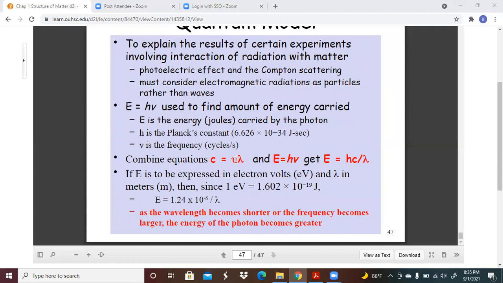If you combine this equation, the speed of light equals the frequency times the wavelength, and E equals hν, you come up with this. This was actually, I think, one of the homework questions. If E is to be expressed in electron volts and lambda in meters, since we know what 1 electron volt is equal to here, we know that the energy is going to be equal to this. So as the wavelength becomes shorter, since it's in the denominator, or the frequency becomes larger, the energy of the photon becomes greater.